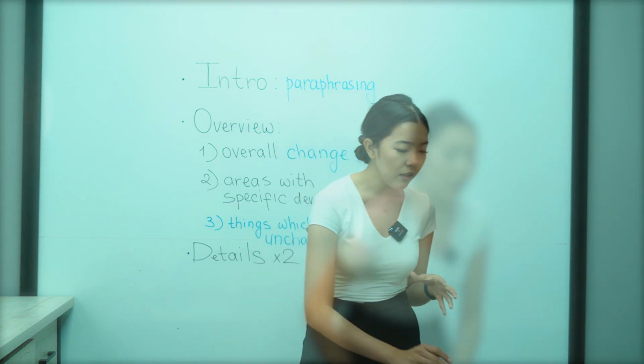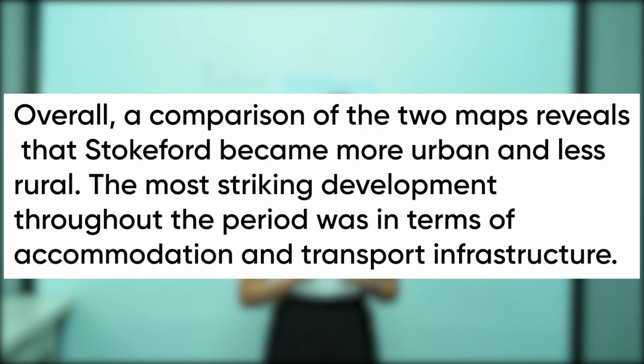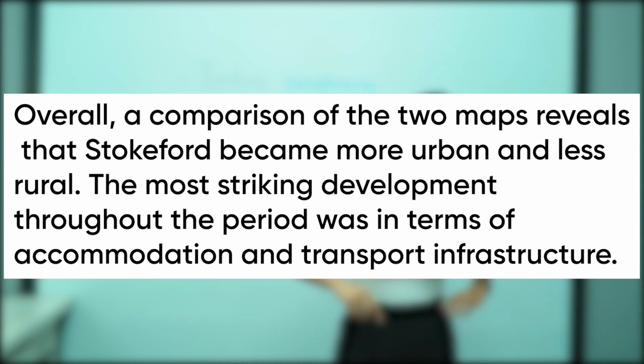So for example, okay, let's read this overall. I will show you on my screen. So overall, a comparison of the two maps reveals that Stockford became more urban and less rural. The most striking development throughout the period was in terms of accommodation and transport infrastructure.